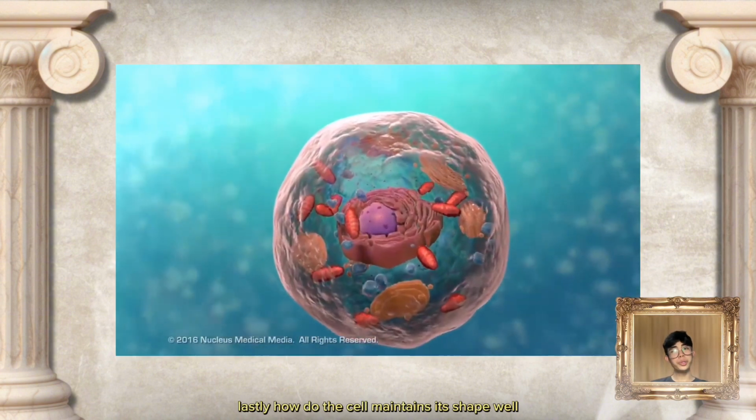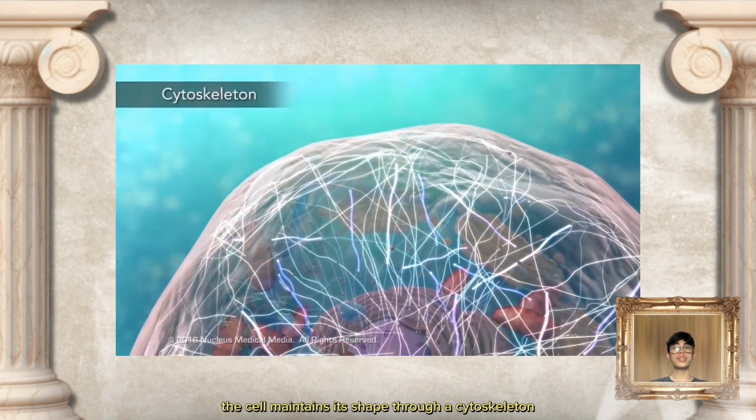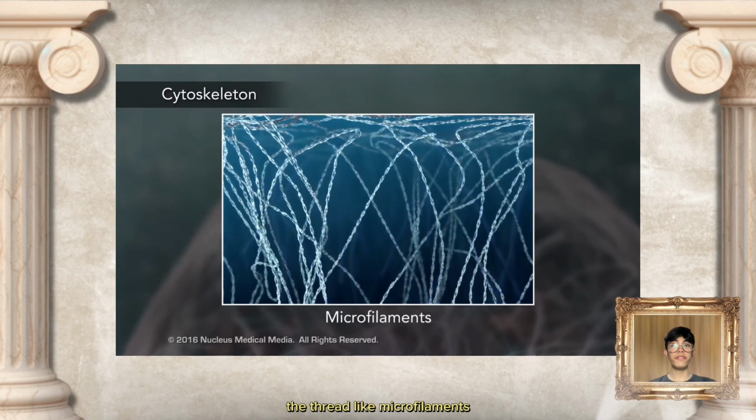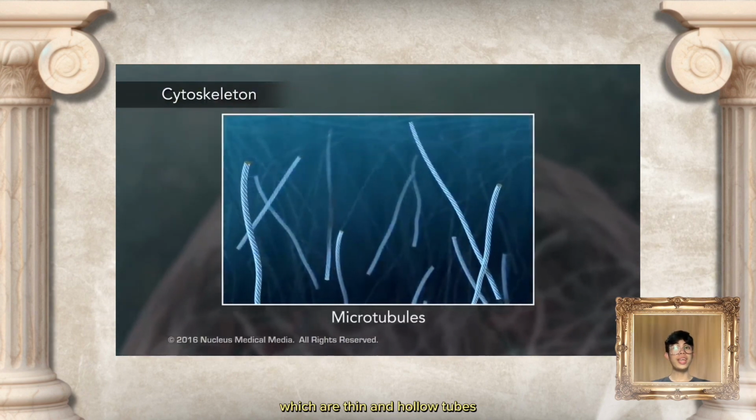Lastly, how does the cell maintain its shape? Well, the cell maintains its shape through a cytoskeleton. The cytoskeleton includes the thread-like microfilaments, which are made up of protein, and microtubules, which are thin and hollow tubes.